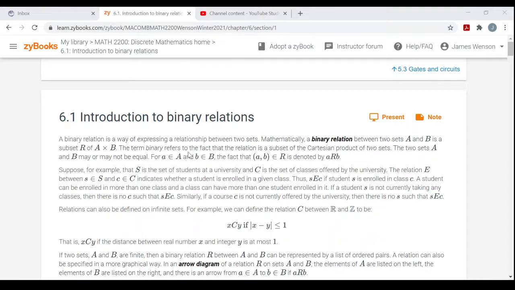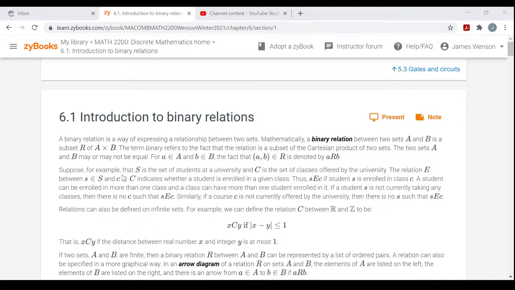The term binary refers to the fact that the relation is a subset of the Cartesian product of two sets. The two sets A and B may or may not be the same set, may or may not be equal. For an element a belonging to set A and an element b belonging to set B, the fact that the ordered pair (a, b) belongs to relation R is denoted by aRb. a is related to b. If the relation is called R, they'd say aRb. If the relation is called something else, then they'll use that letter instead of R.